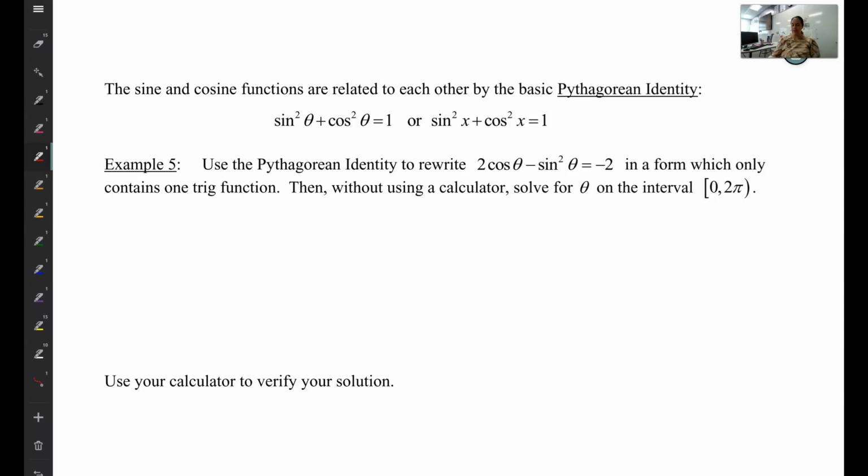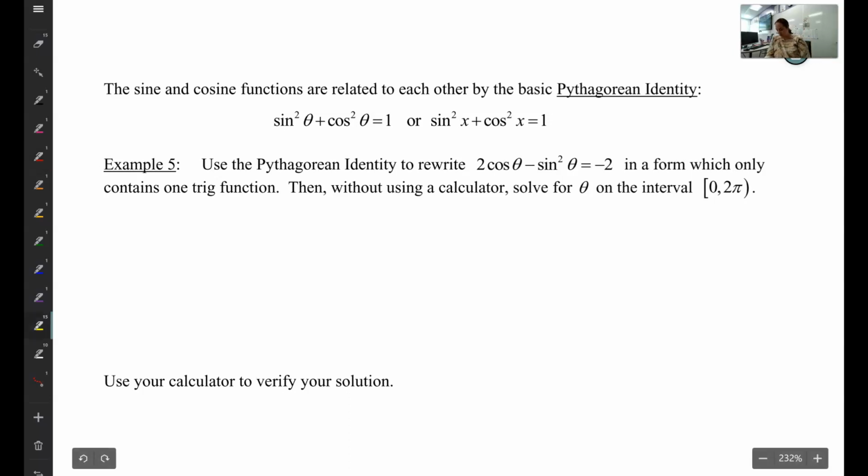Last one for this lesson. This one is about using trig identities to solve equations without a calculator. So first introduction, this is known as the Pythagorean identity. It's my favorite identity. Probably one you want to know.